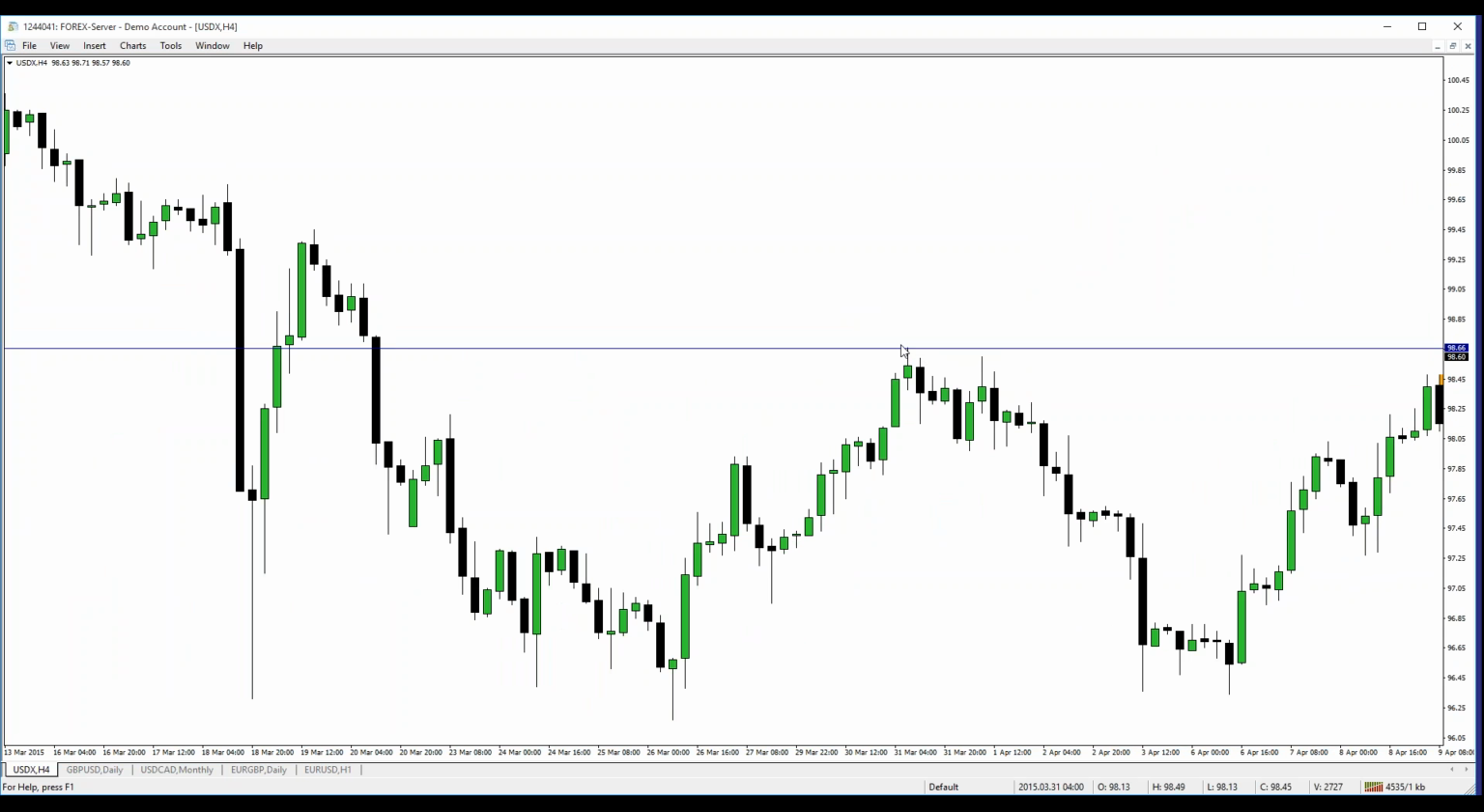Why would we expect this high to be run? Well, we almost got equal highs. To me, I call this equal highs, okay? Double tops. There's going to be a lot of liquidity resting above that. By itself, that's enough. But what's wonderful is, keep going over here.